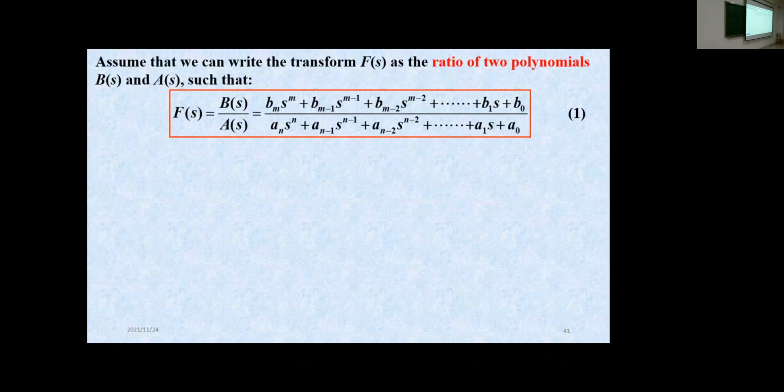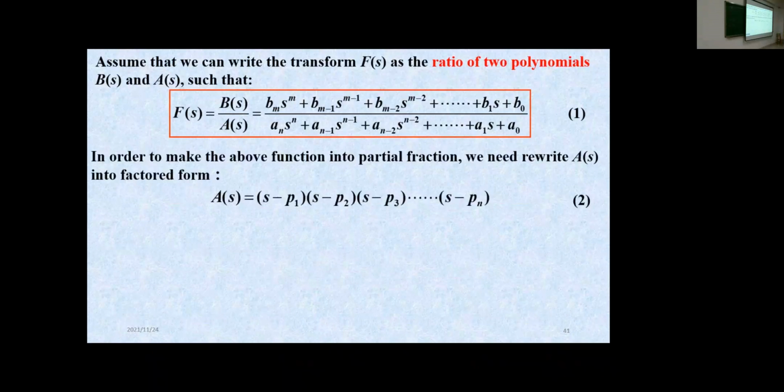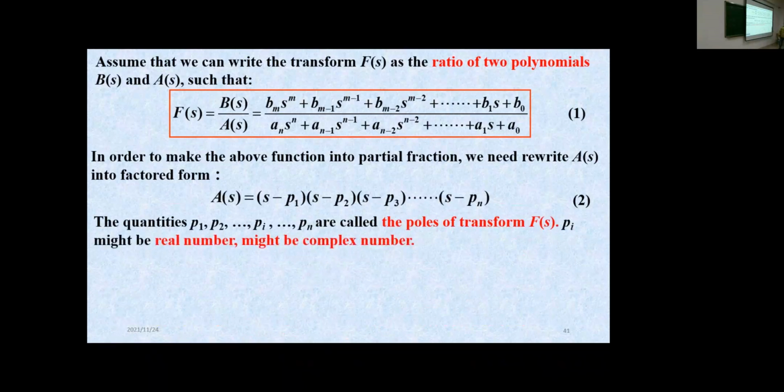According to the order of s. In order to make the above function into partial fractions, we need to rewrite the denominator into factored form. P1, P2 till Pn are called the poles of the transform F(s).